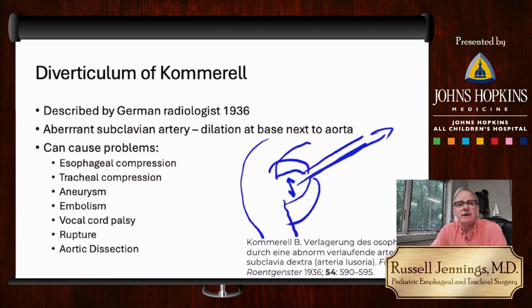It can compress the structures around it, like the vocal cord nerve, called a recurrent laryngeal nerve, and paralyze a vocal cord, or even both. It can also rupture, letting a lot of blood come out very rapidly that could be lethal, and it can cause an aortic dissection, which can also be a lethal event.